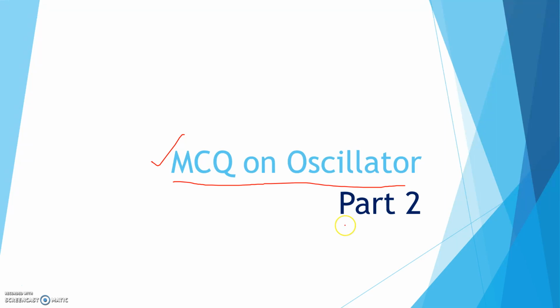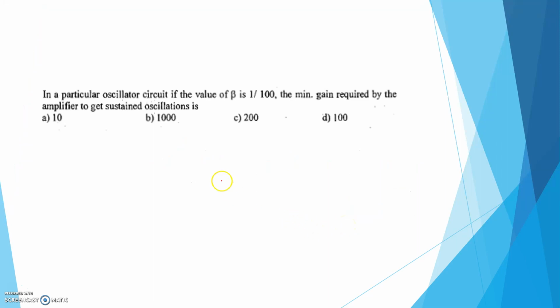So let us discuss some questions here, and this is going to be somewhat more interesting, and the level will be a little bit higher compared to our previous MCQ part 1. Let us consider the first question, which is very easy: in a particular oscillator circuit, the value of beta is 1 by 100, and the minimum gain required by the amplifier to get sustained oscillation is 10, 200, 100, or another option.